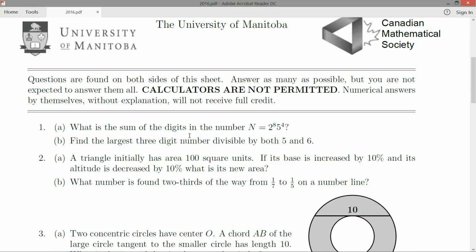What is the sum of the digits in the number N is 2 to the 8, 5 to the 4? Okay. So, these bases here are not chosen arbitrarily. No. 2 and 5 are very special in that 2 times 5 is 10, and when you have a factor of 10, you basically just shift everything over and add a 0 at the end. So, if you add a 0 at the end, what are you going to do? Well, that 0 is not going to contribute to the sum of the digits.